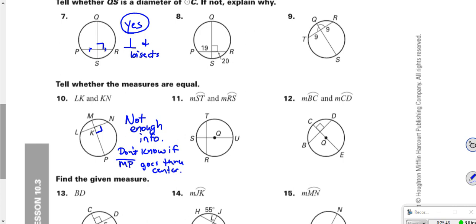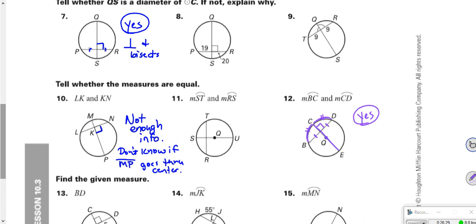Number 12, measure of arc BC and measure of arc CD. So we're supposed to see if these are equal. First of all, we have this. We can say that that is a diameter. So if that's a diameter and it's perpendicular, then I know that it bisects. And again, we've got that theorem that says if the diameter of a circle is perpendicular to a chord, then the diameter bisects the chord and its arc. So that means that BC would be congruent to CD. So that would be a yes.